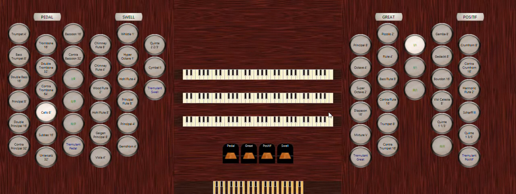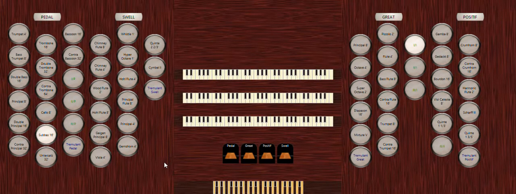Here we have an 8-foot cello. Pretty quiet. 16-foot double bass. And now that I look at the 27.5-minute video time, I'm kind of suspecting that this will be almost as long as the other organ stop tour. Okay, so that was the cello and double bass.